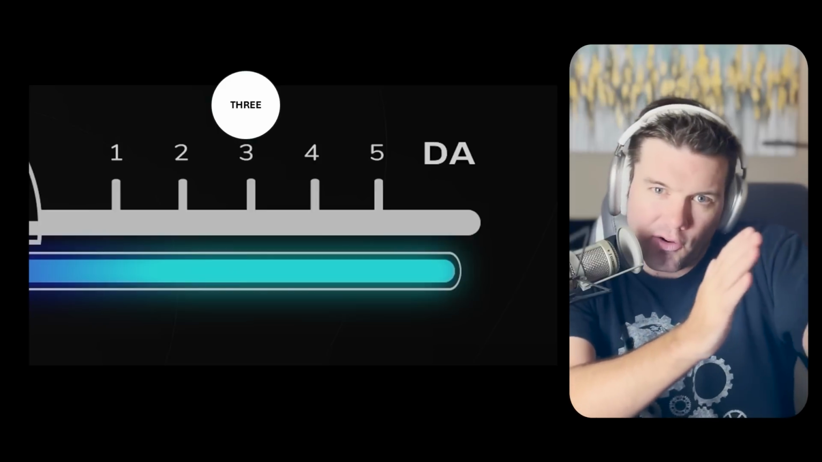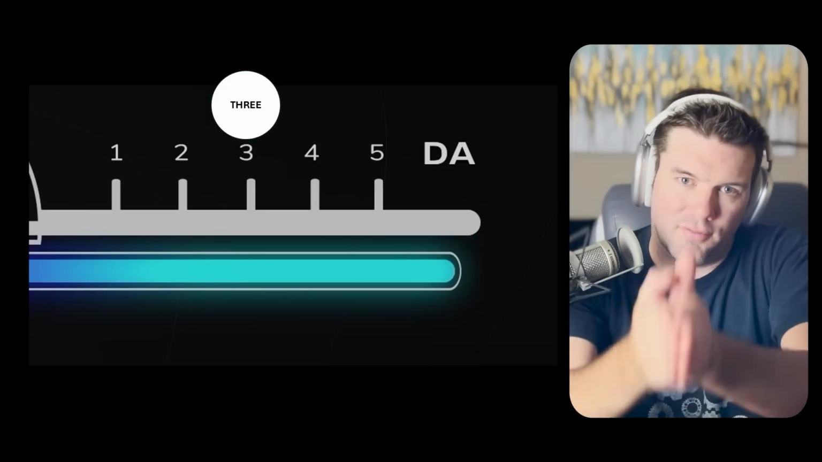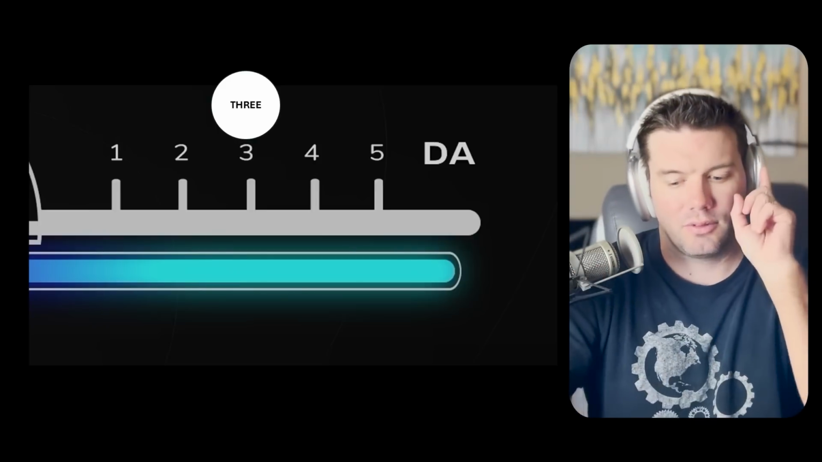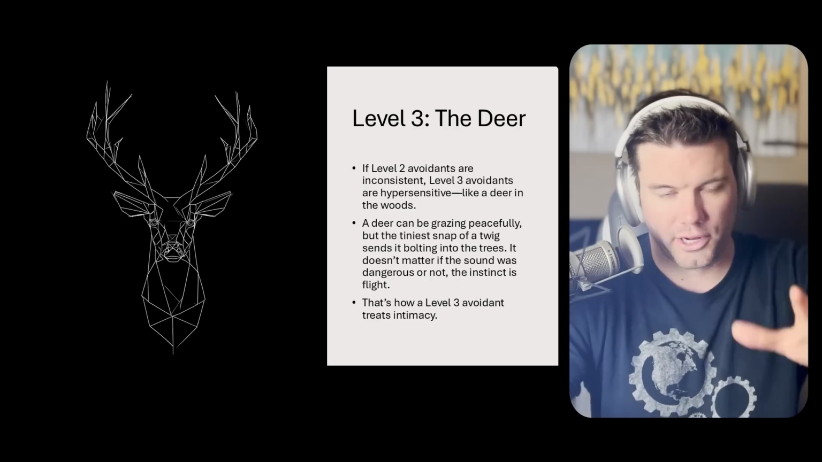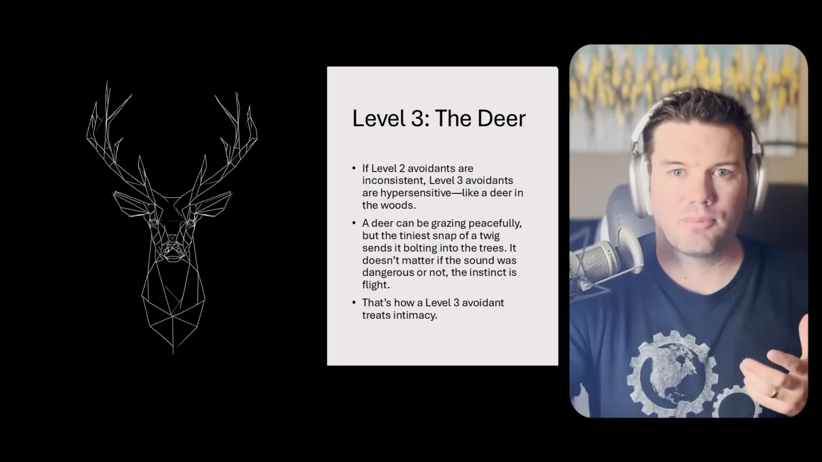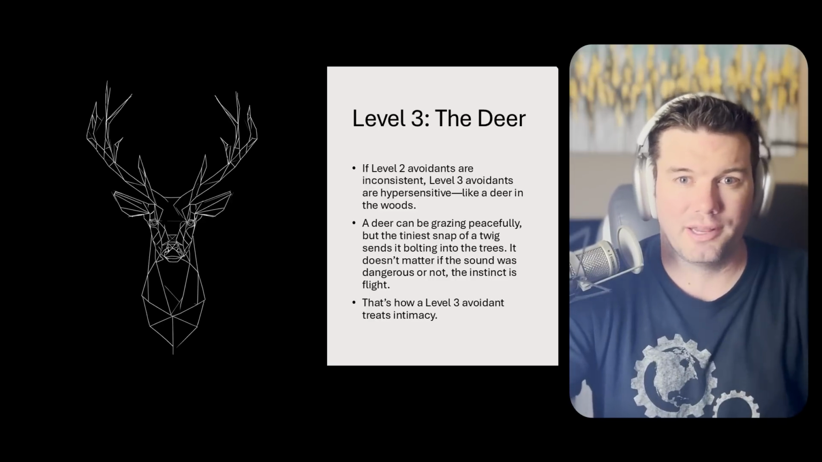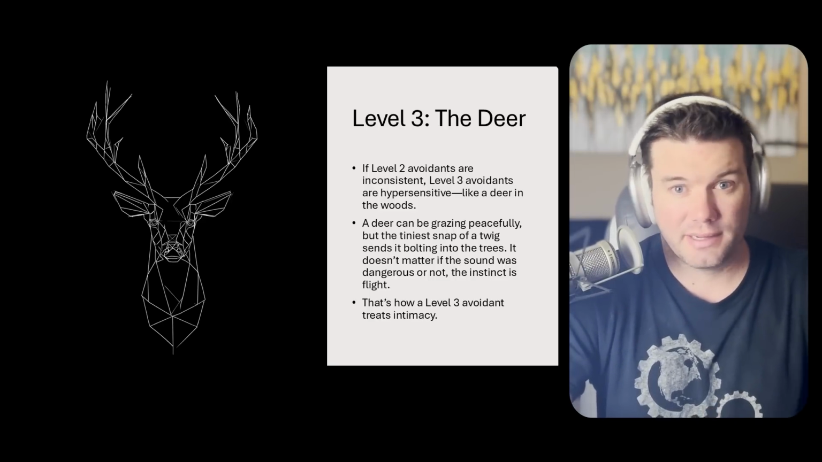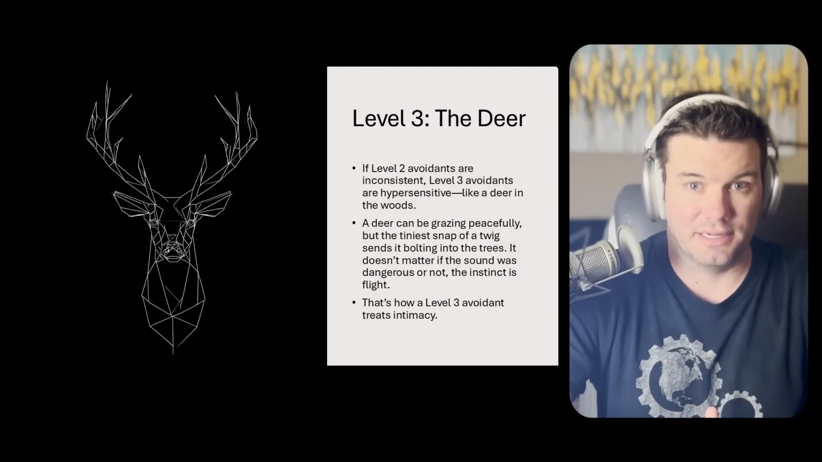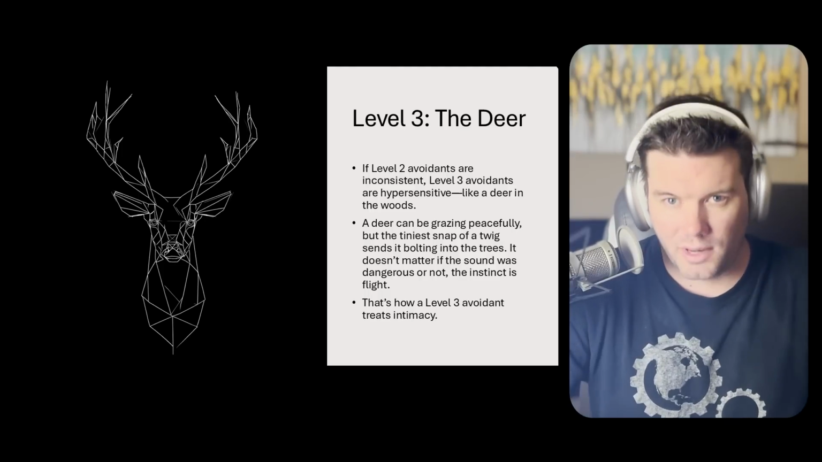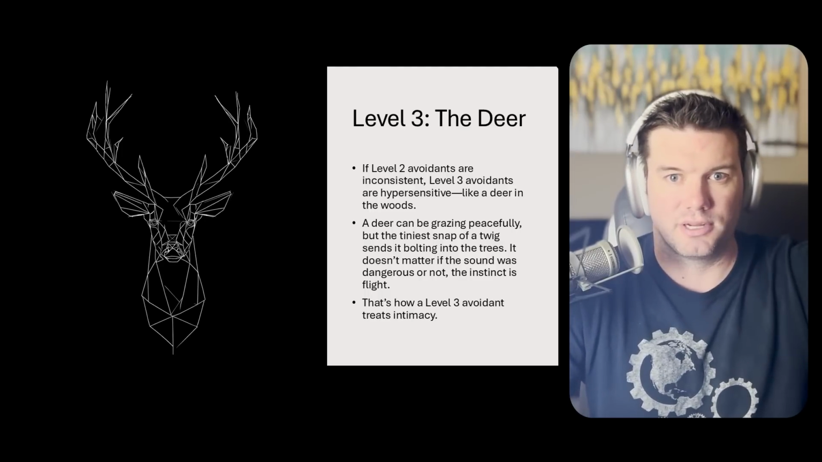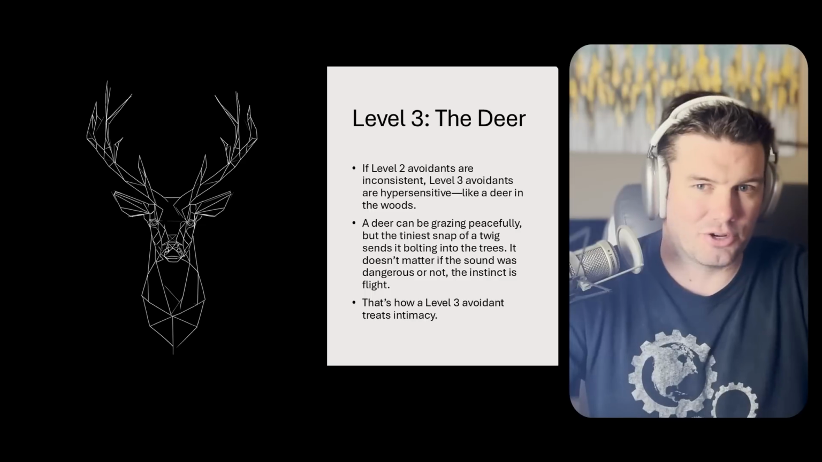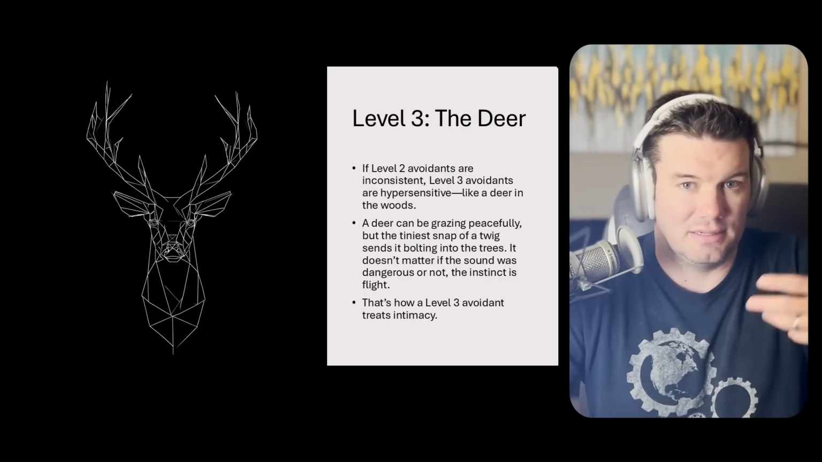All right, let's move on up our scale to the level 3 avoidant. Now, the level 3 avoidant is where things get really interesting. We're going to use a deer to represent the level 3. So if level 2 avoidants are inconsistent, level 3 are hypersensitive, like a deer in the woods. A deer can be grazing peacefully, but the tiniest snap of a twig sends it bolting into the trees. It doesn't matter if the sound was dangerous or not, the instinct is flight.